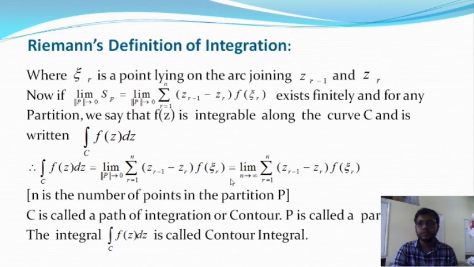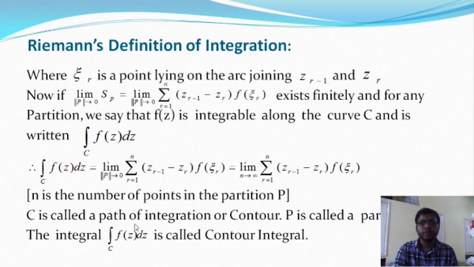So this equals the limit as n tends to infinity of summation r equal to 1 to n of (z_r minus z_{r-1}) f of xi_r. This is the mathematical expression of the Riemann definition of integration. So the closed integration over C of f of z dz is equal to the limit as n tends to infinity of summation r equal to 1 to n of (z_r minus z_{r-1}) f of xi_r. Here n is the number of points in the partition P. This is a positive number actually.